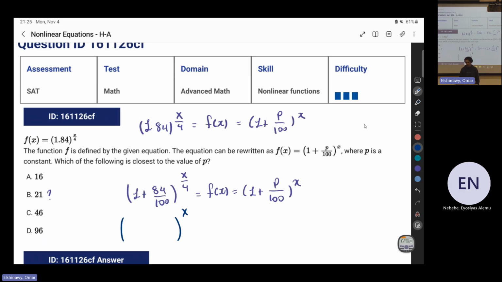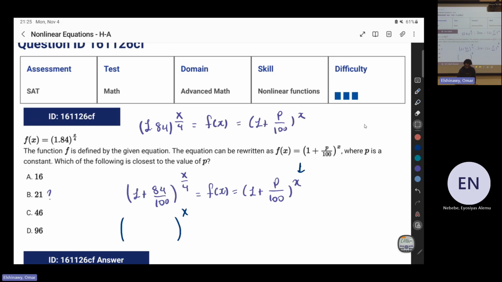Just want to ask something. Why would we put 84 over 100? Because p is a constant, like we were saying. So we put 84 instead of p. We cannot, because here we have a power of x, but here we have a power of x over 4. So these two are not the same if we compare them. We need the exponents to be the same. So we need to get rid of this 4 somehow.